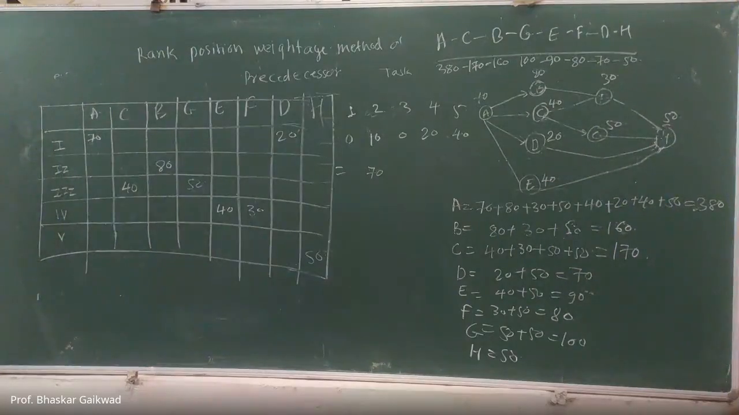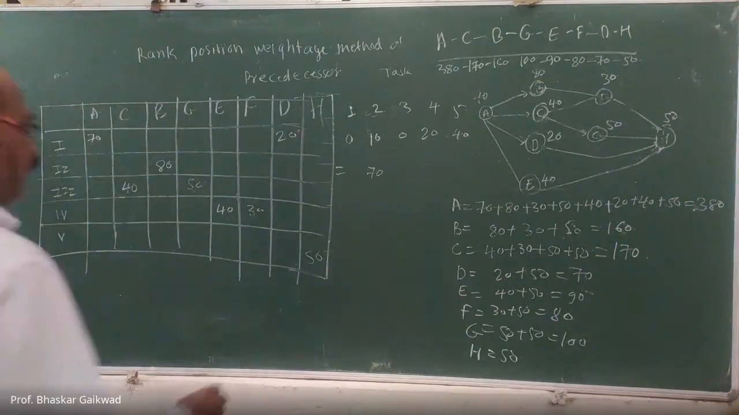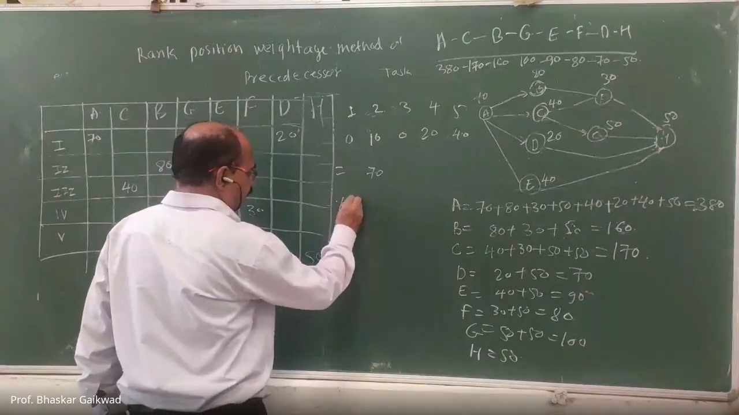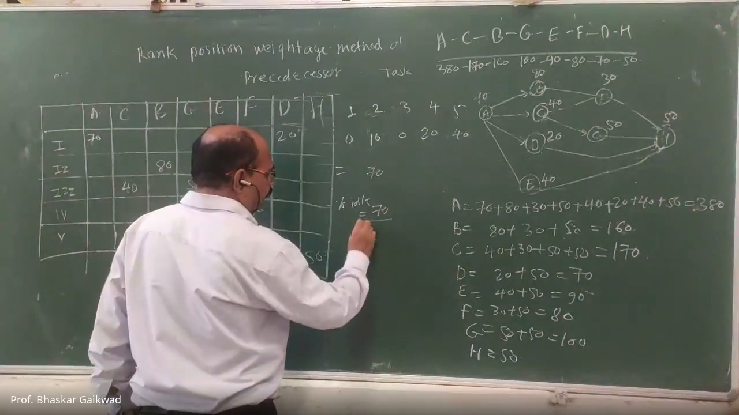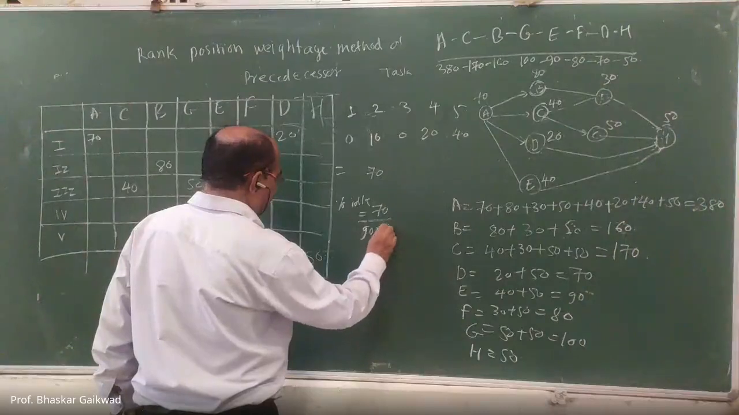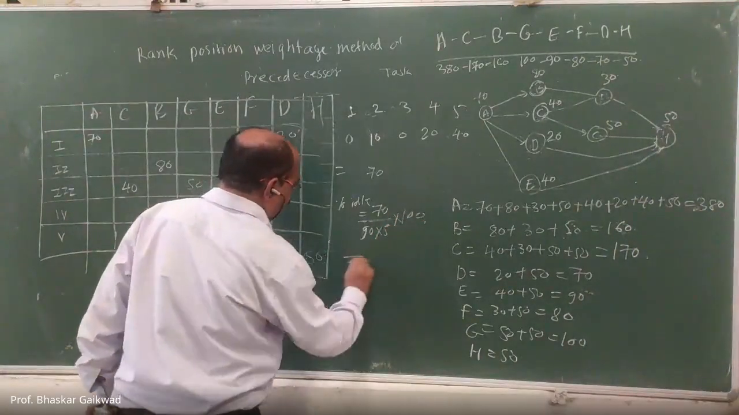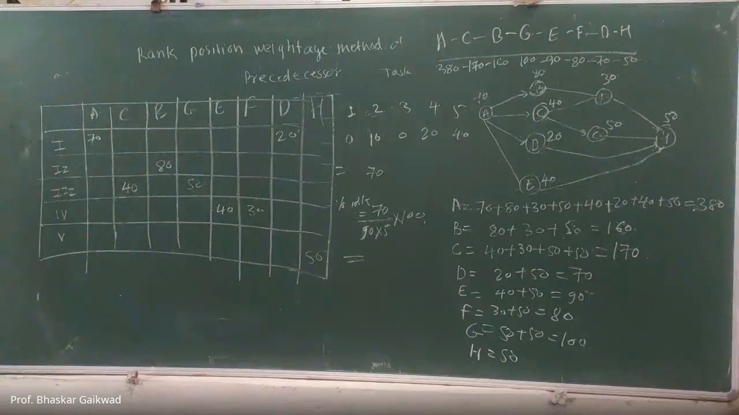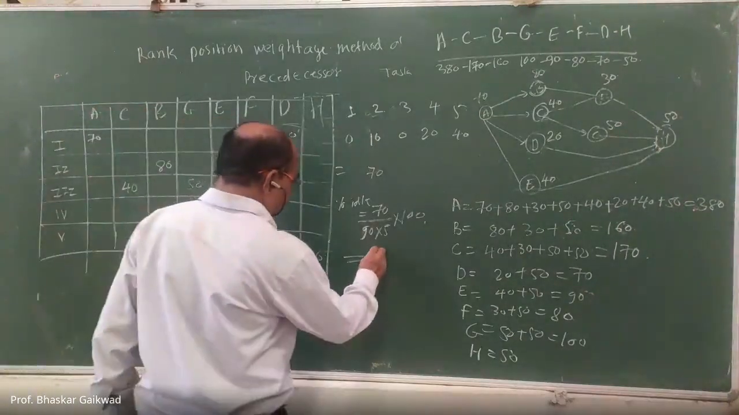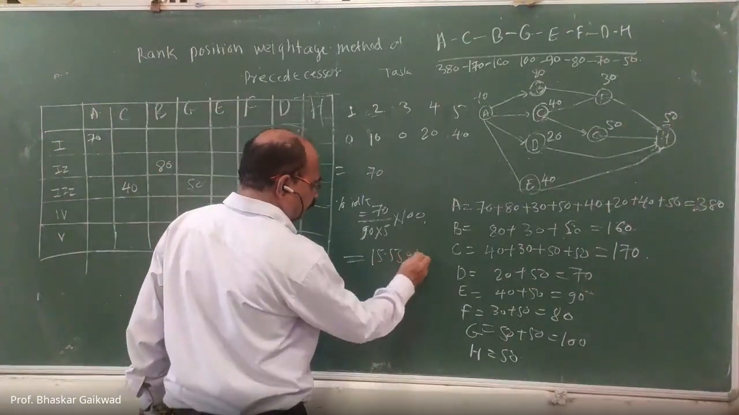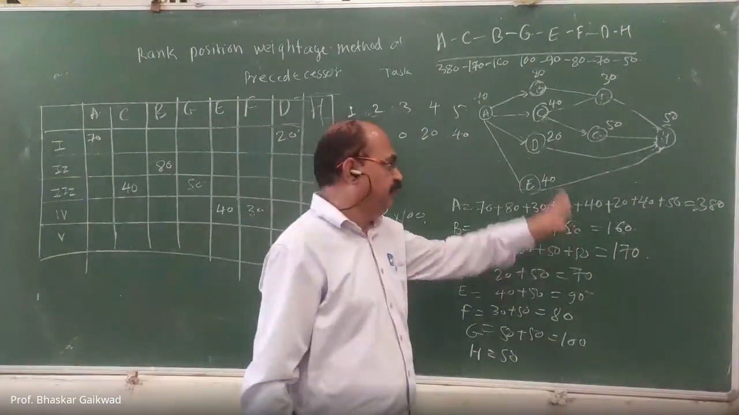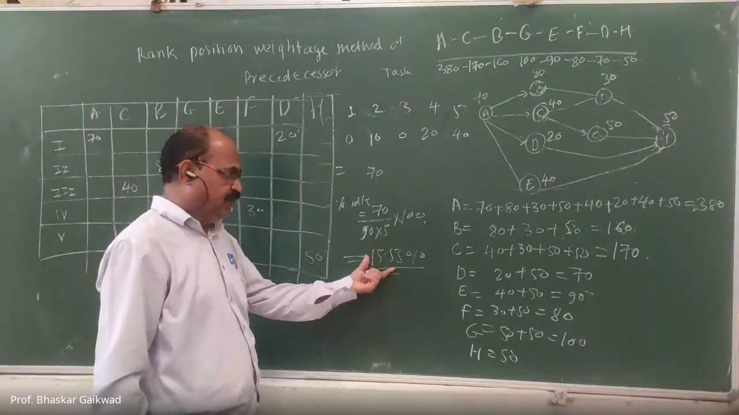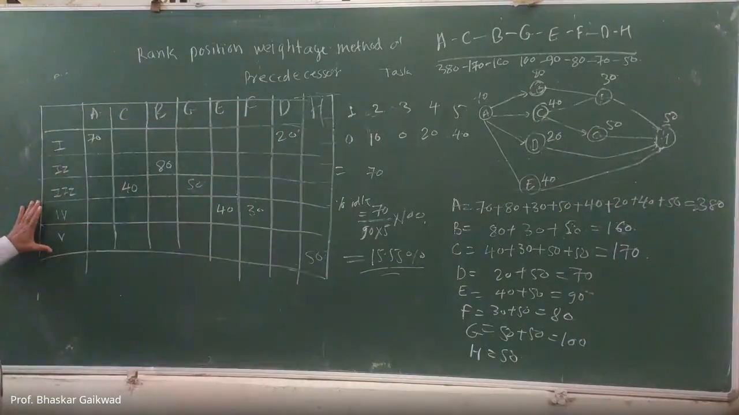So if you calculate percentage idle time, then percentage idle time is equal to total idle time divided by cycle time 90 into number of stations 5, into 100. So what is the idle time here? Just you calculate the idle time. So here idle time is 15.55. Previously it was 29. Now it is reduced by converting 6 stations into 5 stations.